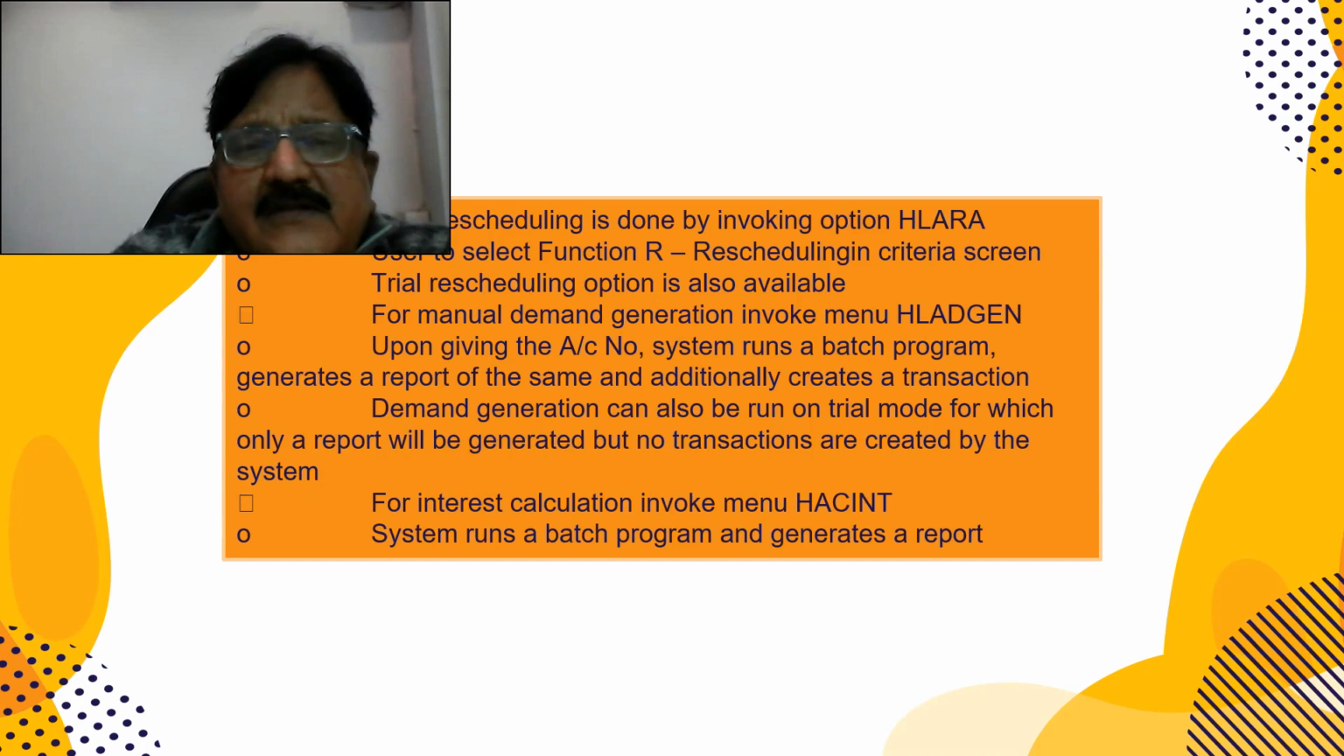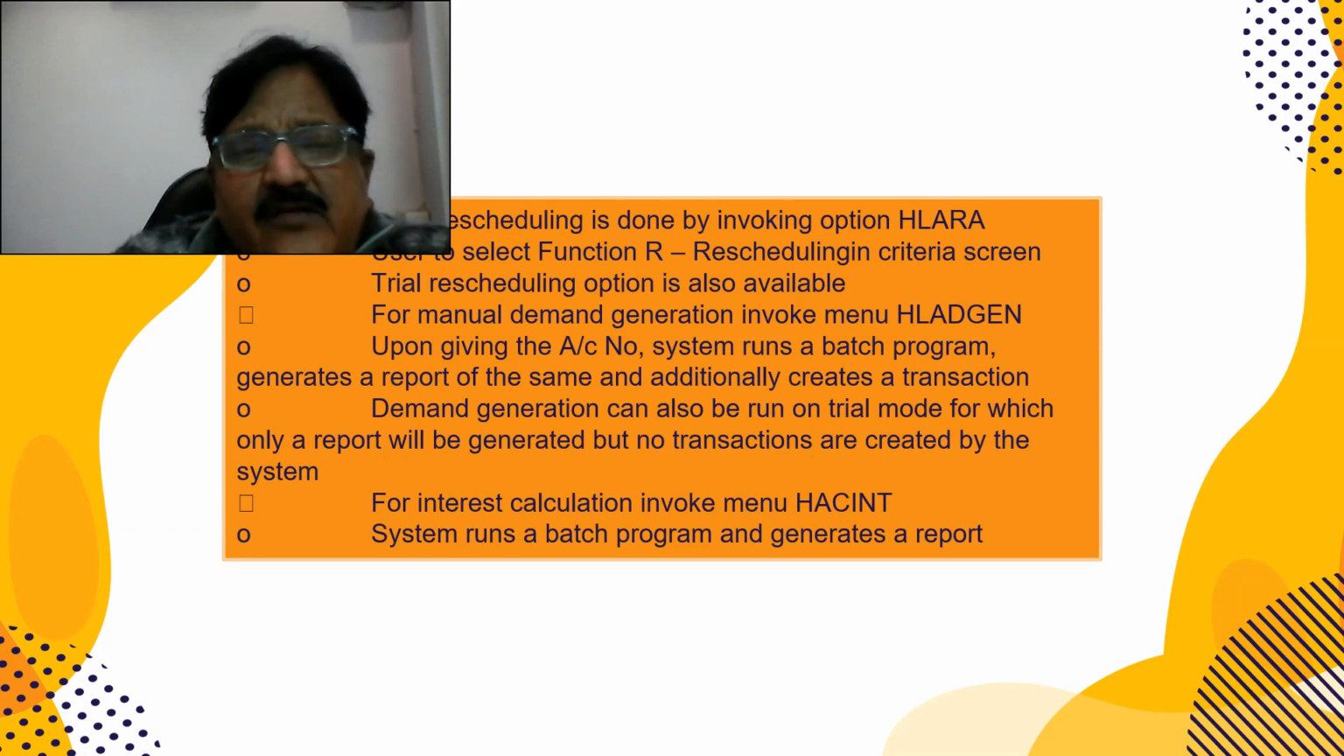You enter the account number, the system runs a batch program, and with HPR you can view the report or you can print the report also. Demand generation can also be done in trial mode, for which only a report will be generated but no transactions are created by the system.